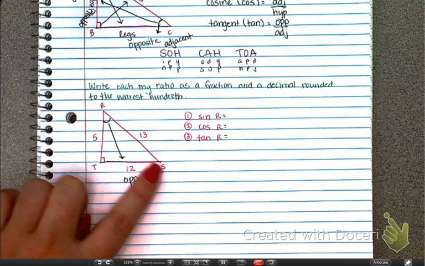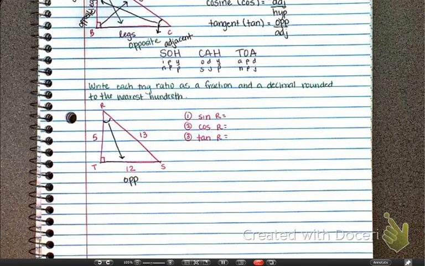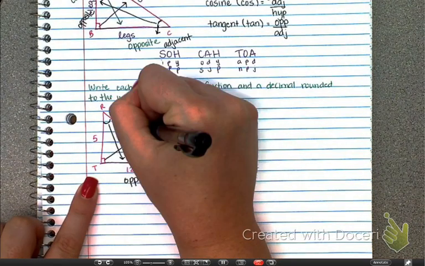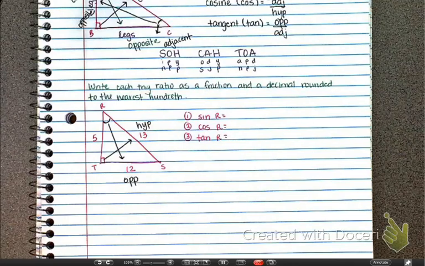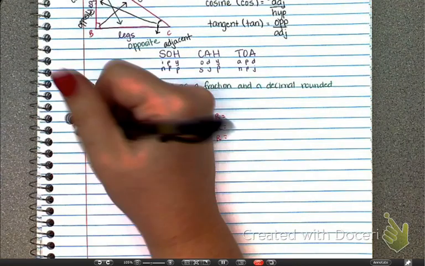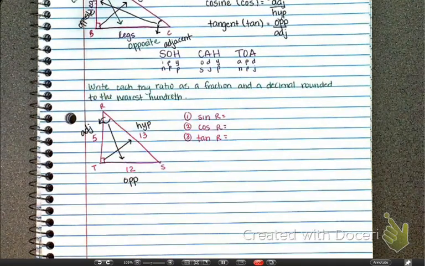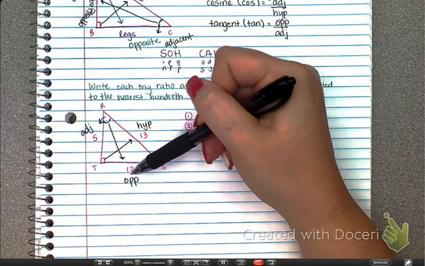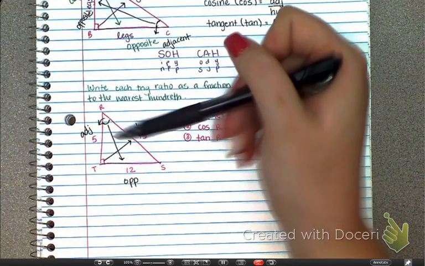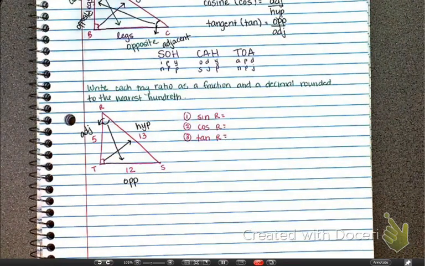What is RS? The hypotenuse, because it's across from the 90-degree angle. So I'm just labeling. Which means what's left, and which is right next to angle R, is my adjacent side. So right now all I've done is label. One more time, across from angle R is the opposite. Across from the 90-degree angle is the hypotenuse. Right next to angle R is the adjacent side. Are we okay with that?